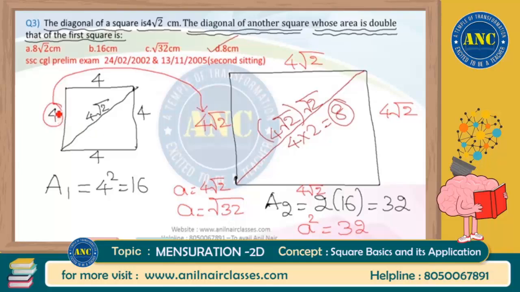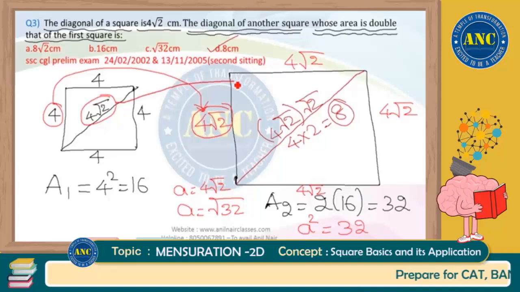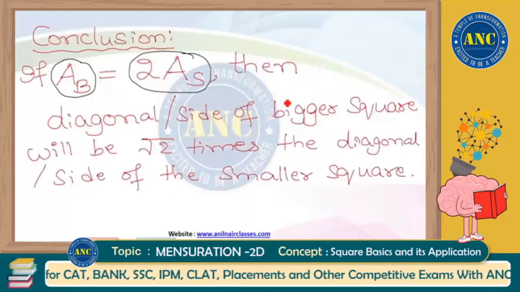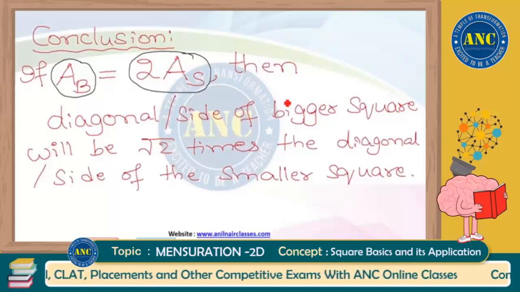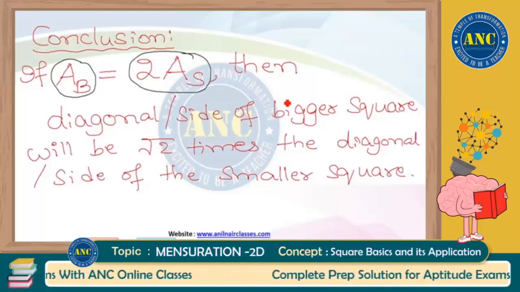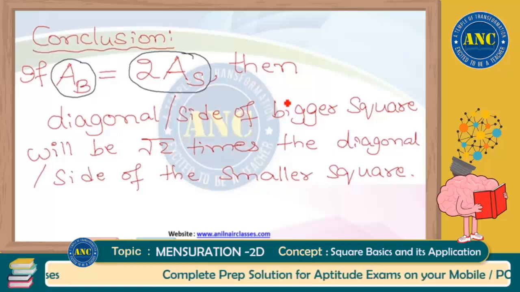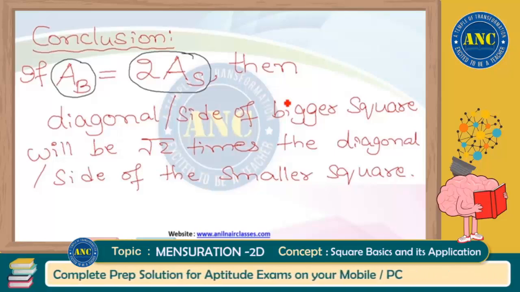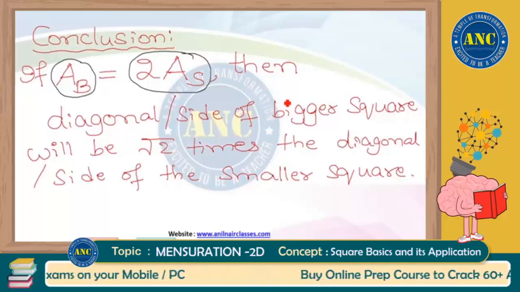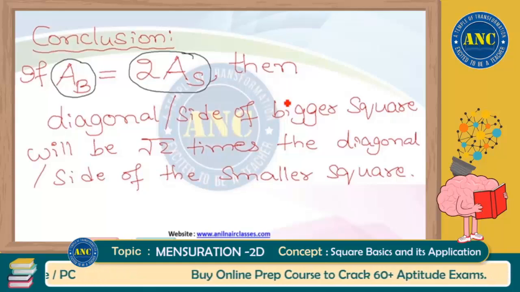That means here the side is 4. Now the side of the bigger square will become 4 into root 2. Here the diagonal is 4 root 2. The diagonal of the bigger square becomes 4 root 2 into root 2. That means if the area of the bigger square is 2 times the smaller square, then either take the side or the diagonal of the bigger square; it will definitely be equal to root 2 times the side or the diagonal of the smaller square. This is the beautiful conclusion we can have.